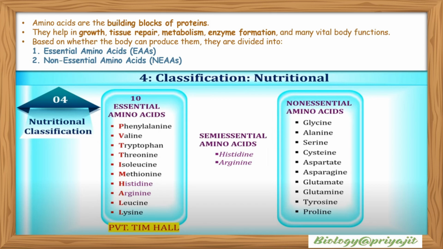Essential amino acids are phenylalanine, valine, tryptophan, threonine, isoleucine, methionine, histidine, arginine, leucine, and lysine. And non-essential amino acids are glycine, alanine, serine, cysteine, aspartate, asparagine, glutamate, glutamine, tyrosine, and proline. And the semi-essential amino acids are histidine and arginine.